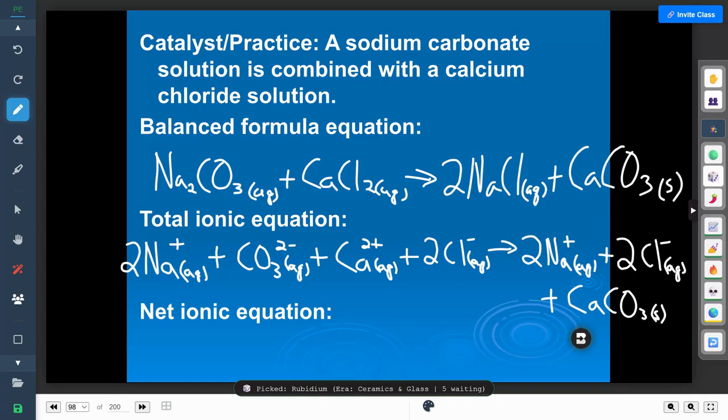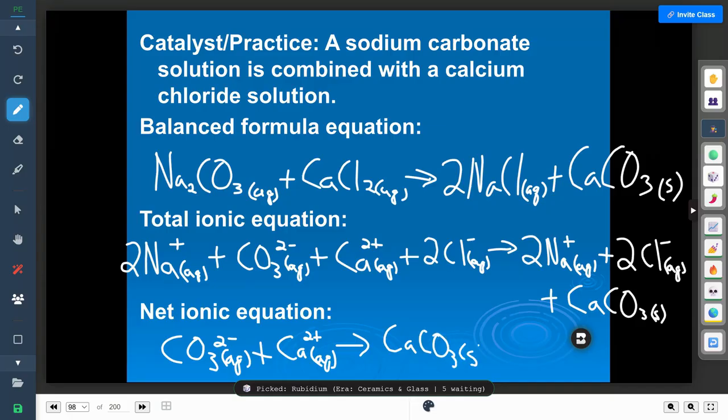What you got? CO3 2 plus charge aqueous. Okay, CO3 2 what? Plus? 2 minus, right? Because the carbonate is a negatively charged ion. Plus Ca2 plus aqueous. Okay, good. Results in CaCO3 solid. Good.